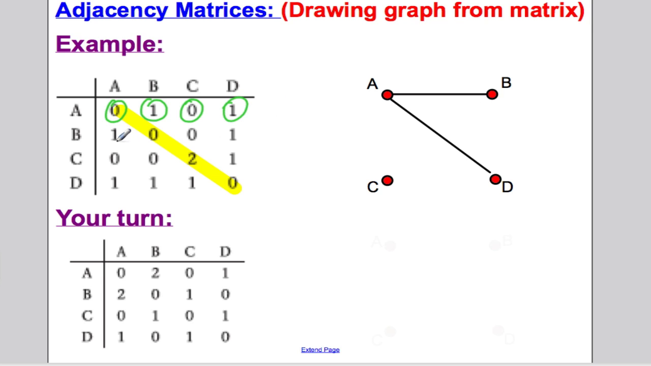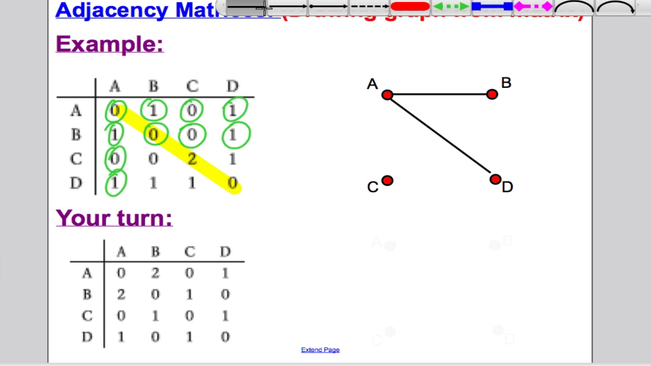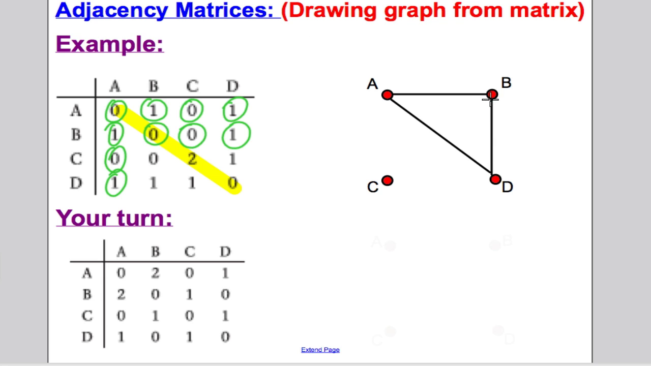Okay, between B and A there is 1, but I've already done this one. I've done these down here by the same virtue. Okay, between B and B there's none. Between B and C there's none. And between B and D there is 1, so I need to put that one in like that. And I've done these here by symmetry.